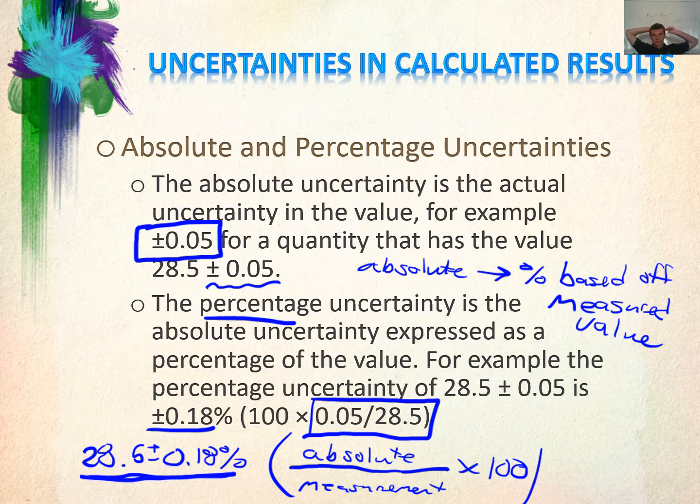Absolute and percent uncertainties. The absolute uncertainty is the number that you would give me, this plus or minus by. So in this case, my absolute uncertainty is 0.05, plus or minus 0.05, whatever that is. And then the percentage is when you're just going to take the absolute, and you're going to turn it into a percent based off the value, the measured value.